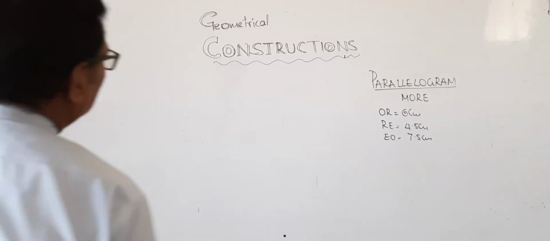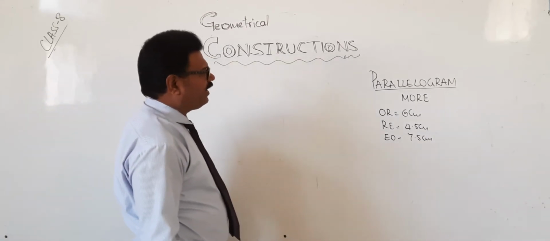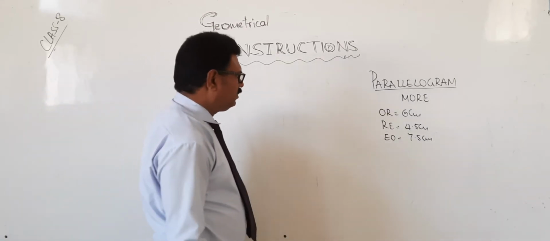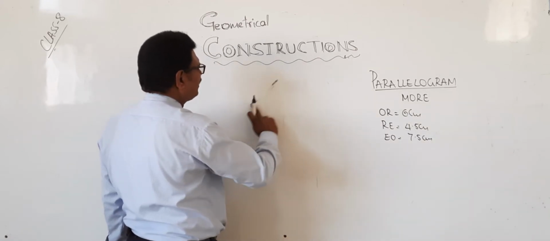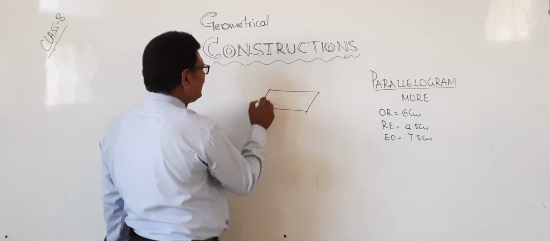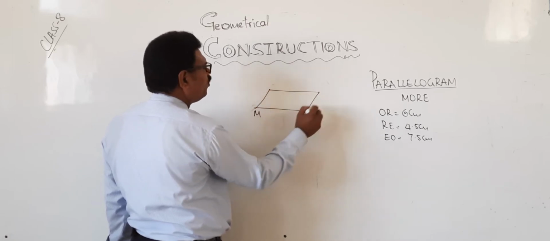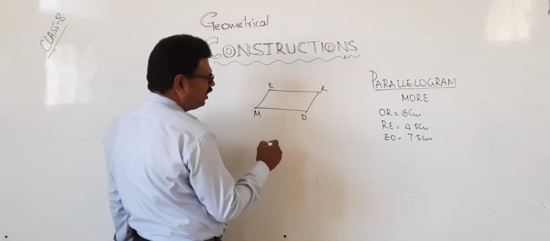Yes, after two quadrilaterals, now one more: the parallelogram MORE. First you draw a rough diagram. You know how a parallelogram will be? Yes, it will be like this. This is the rough diagram, MORE.